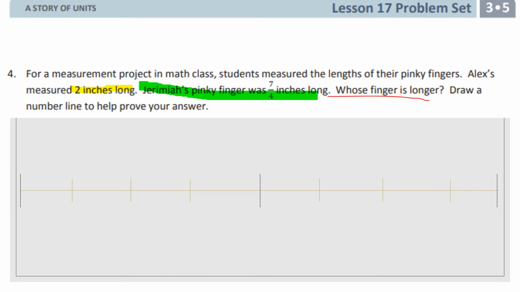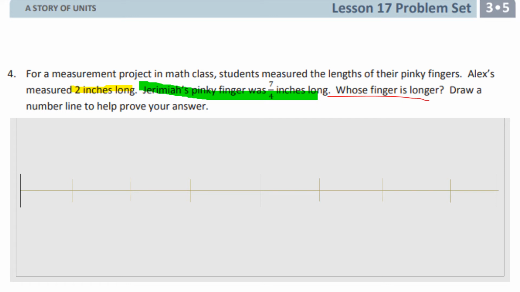So for this next problem, we can see I have already started for us, but let's read it. For a measurement project in math class, students measured the length of their pinky fingers. Alex's measured 2 inches long. Jeremiah's pinky finger was 7/4 inches long. Whose finger is longer? Draw a number line to help prove your answer. So you can see I already started us off with this number line, and I'm going to give you some time to finish the rest of it.